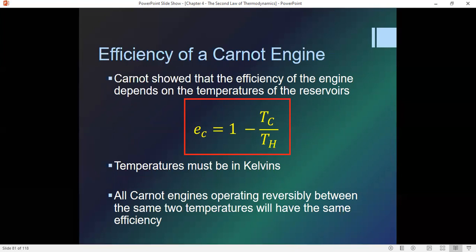So let's do an analysis here. Let's say that I have a hot reservoir, and I have a cold reservoir. And I'm going to put an engine between the two. Now, the best I can hope for, again, QH is going to flow this way.